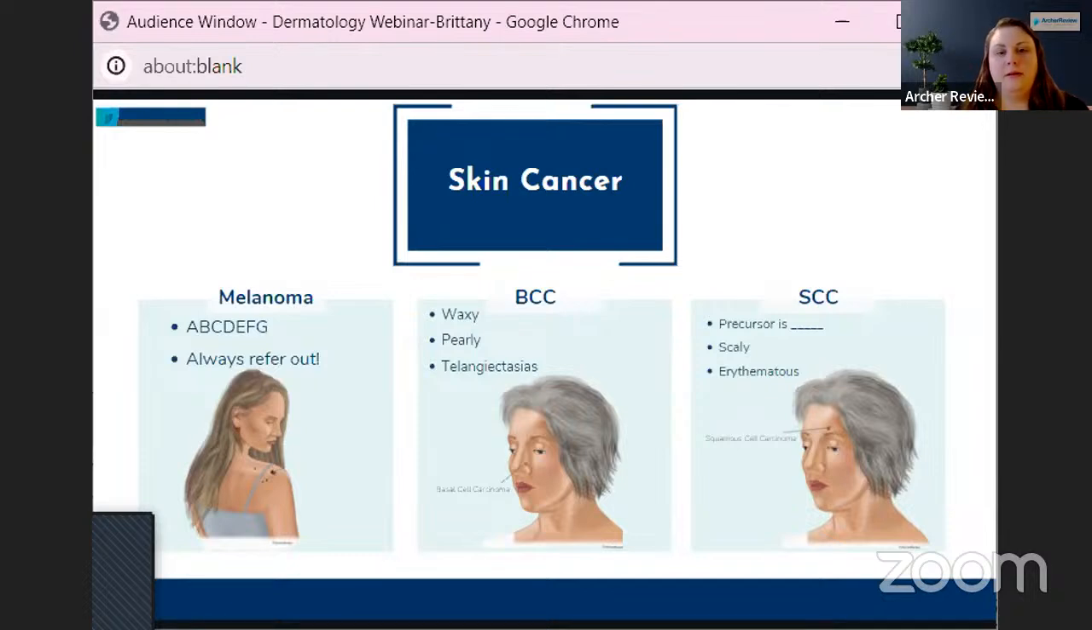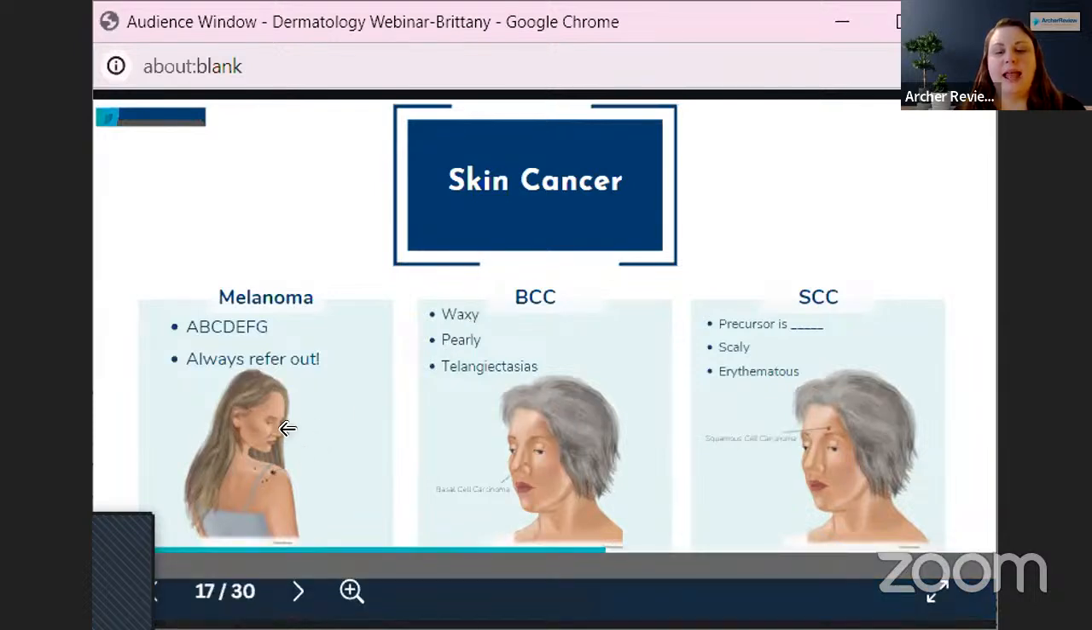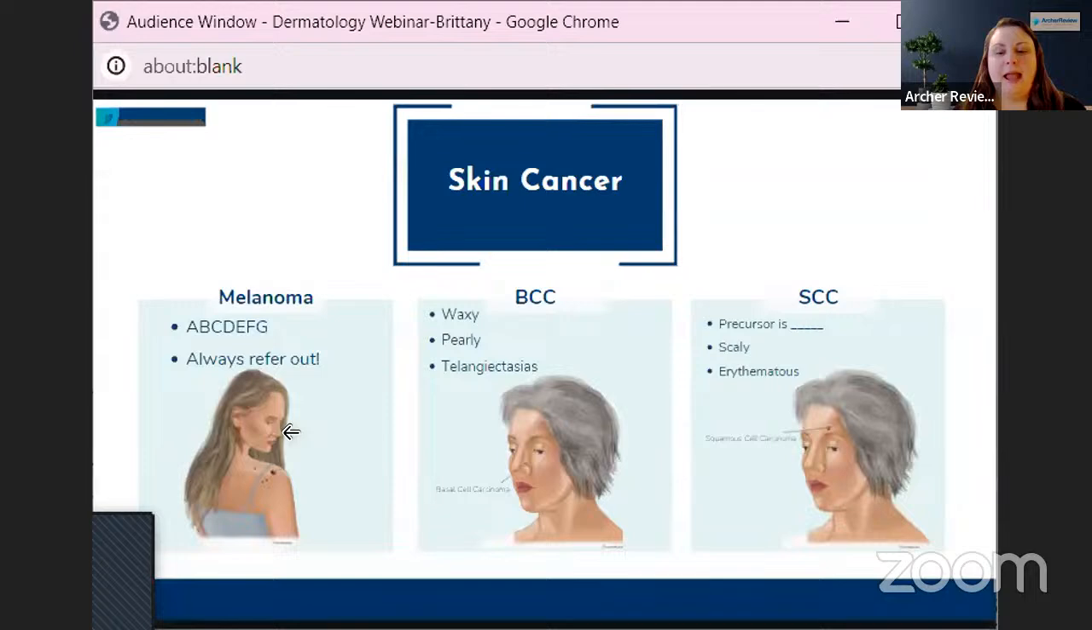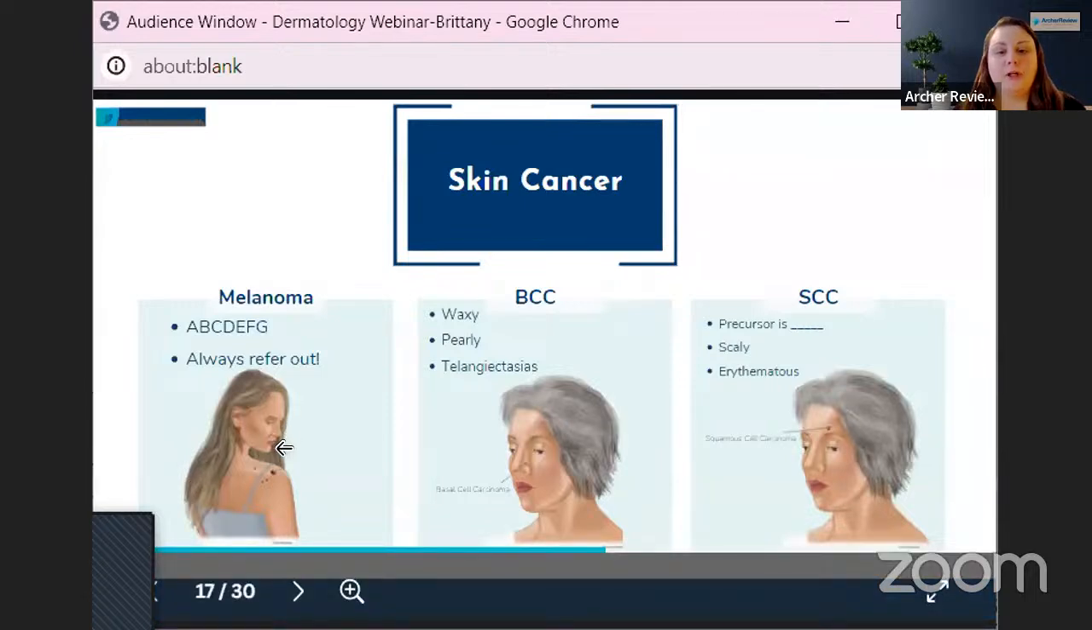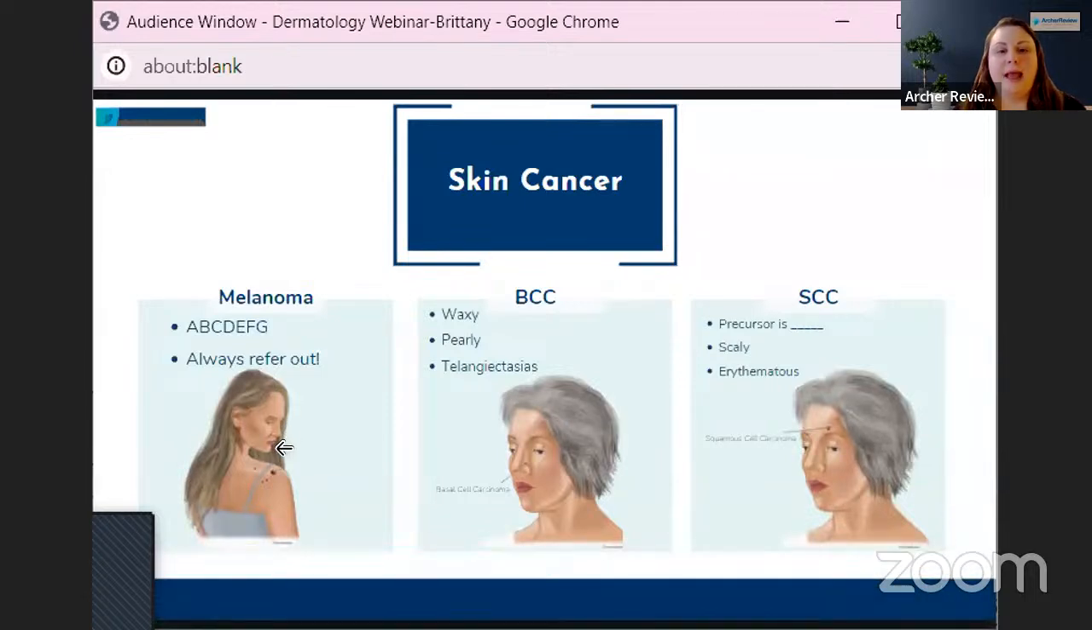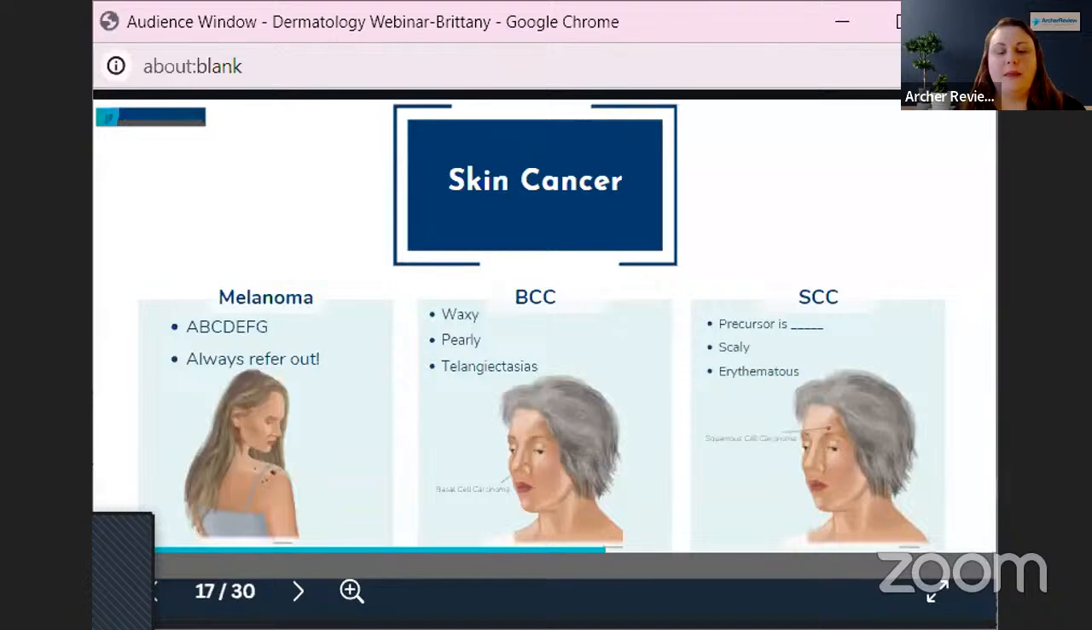So we have all these letters. This is when we know that we need to refer out for changing skin lesions. So that's that asymmetrical border. We have changing. If it's growing, that's G. If it has irregular borders, absolutely, yes. So evolving, yes, absolutely. So those are what we're going to want to do.